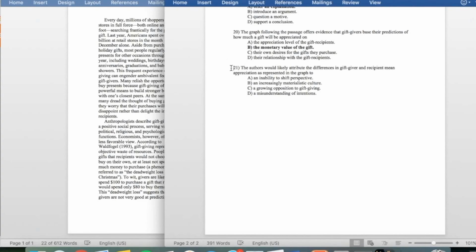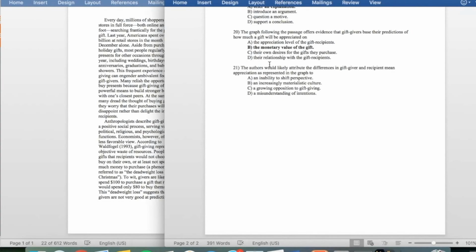All right, question 21. The authors would likely attribute the differences in gift giver and recipient mean appreciation to A, B, C, or D. So to recap the graph, on the left side, the givers assumed that the more expensive gift would be much more appreciated, but actually on the recipient side of the graph, we see that the less expensive gift is typically actually a bit more appreciated. So that's a huge disparity, and we're being asked here to make a judgment call as to why the authors think that is, essentially. So just from the graph, we see that two sides, two perspectives are represented, both the giver and the recipient. And that there's the disparity there.